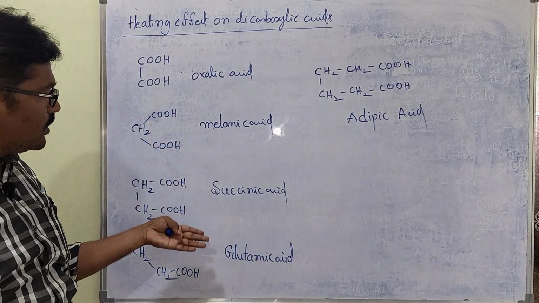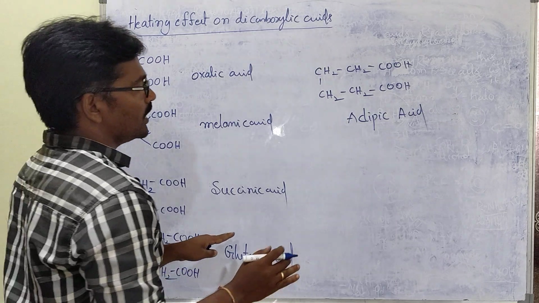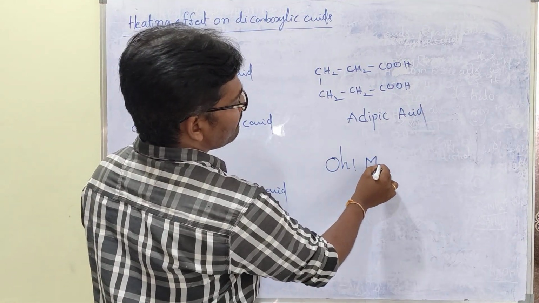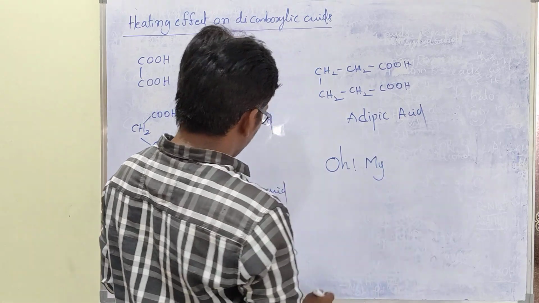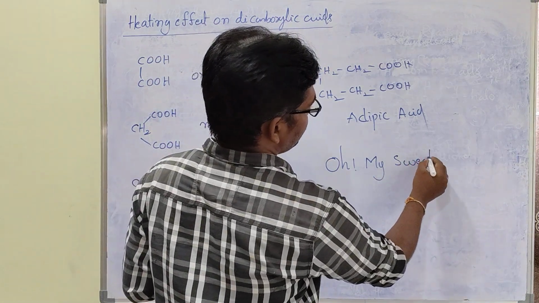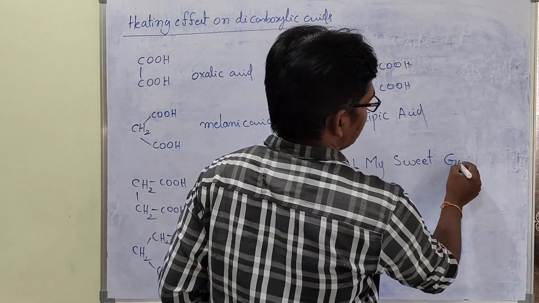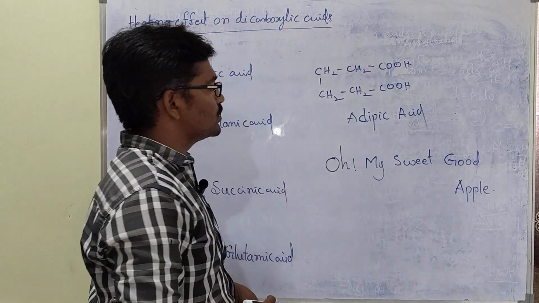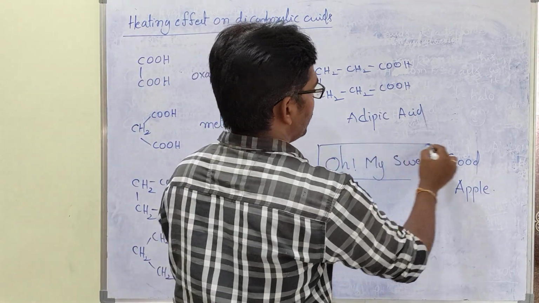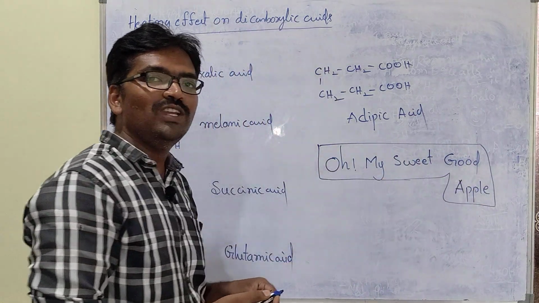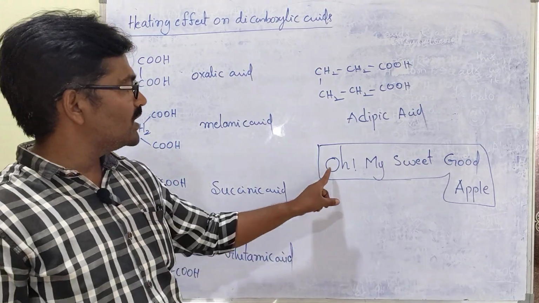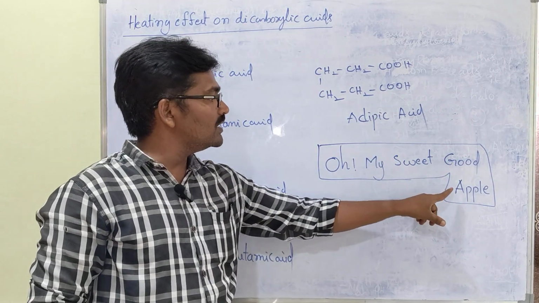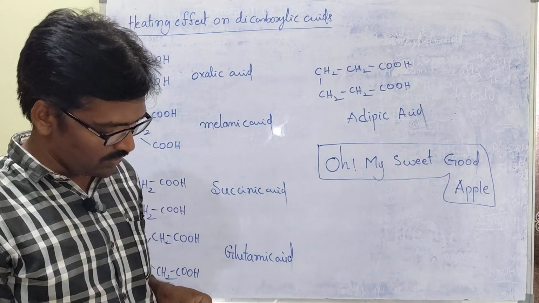To remember all these dicarboxylic acids, there is a shortcut: Oh, my, sweet, good, apple. Oh, my sweet good apple. O is oxalic acid, M is malonic acid, S is succinic acid, G is glutaric acid, A is adipic acid. Okay, whatever it may be.